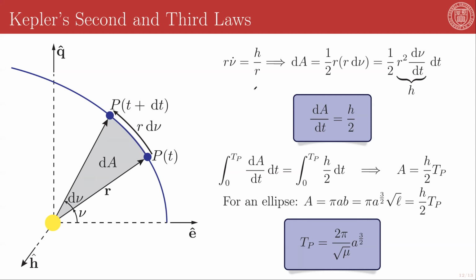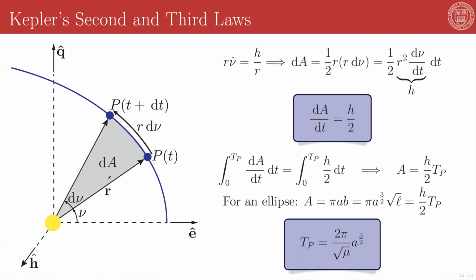And so we start with this previous observation that we made that r nu dot is equal to the ratio of h to r. That is, the orbital radius magnitude times the scalar time derivative of the angle nu, which is called the true anomaly, is equal to the ratio between the magnitude of the angular momentum to the orbital radius. From this, we can think about a differential area element.